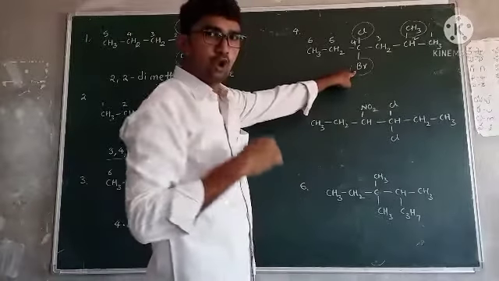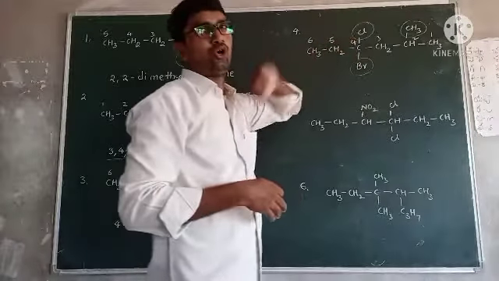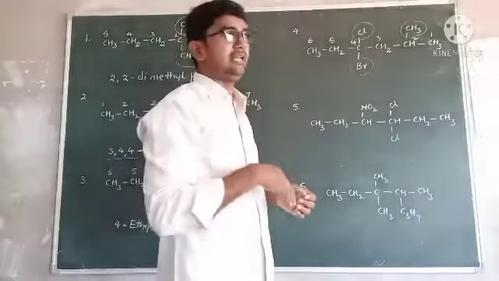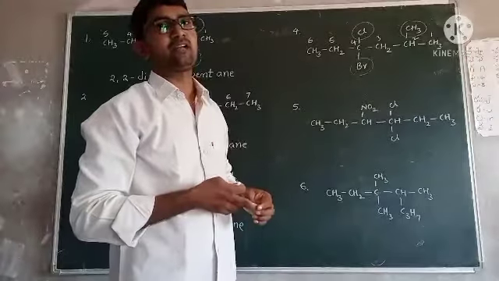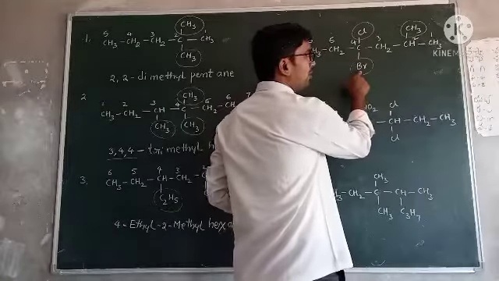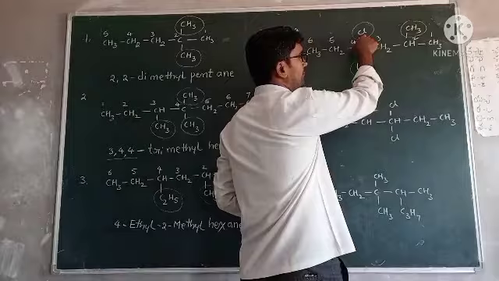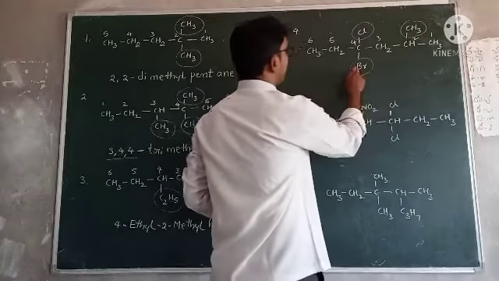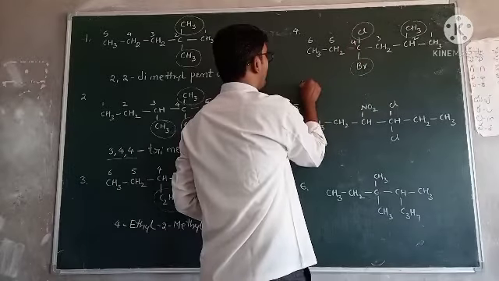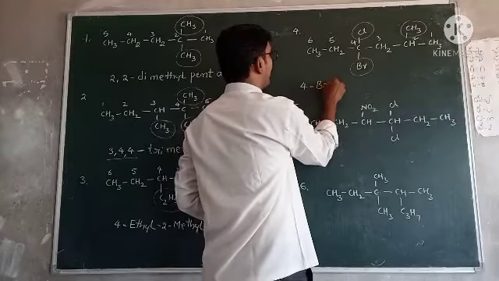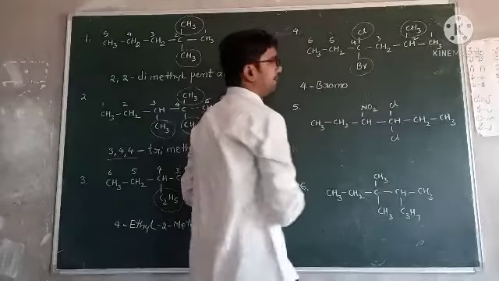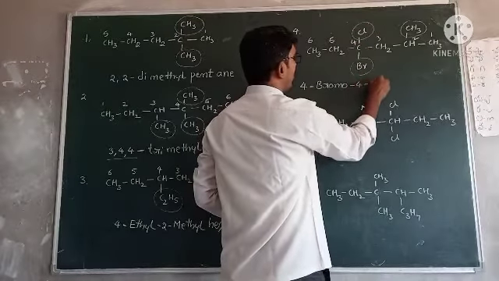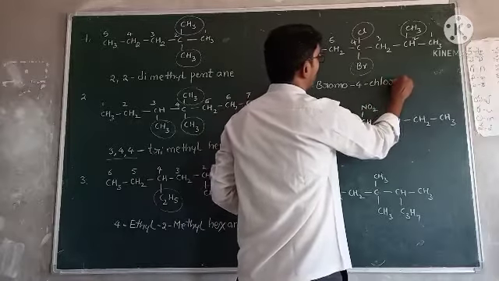For bromine, bromo. For chlorine, chloro. And for CH3, what is the name? Methyl. So in these three, based on alphabetical order, we have to write. Bromo starts from B, chloro starts from C, methyl starts from M. So write first this one. This one is attached at the 4th position. So 4 bromo. Completed. And the chloro second one attached at 4th position is also 4 chloro.